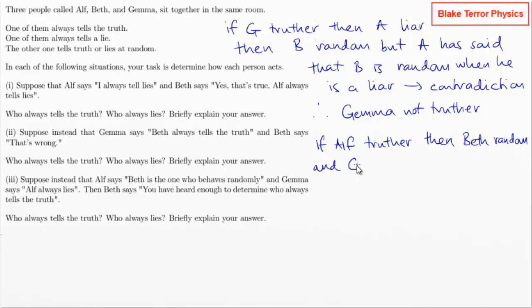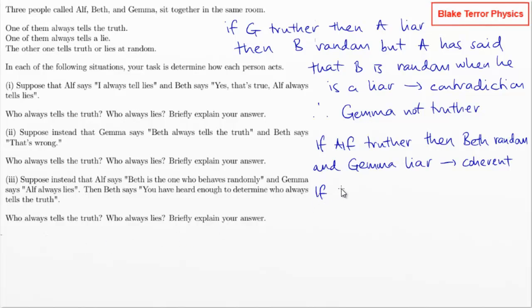And Gemma would be the liar. Gemma is the liar, and that is coherent because Gemma is saying that Alf always tells lies. So that is coherent. Okay, so that is one chain that we've got there. What have we got for the other one then?